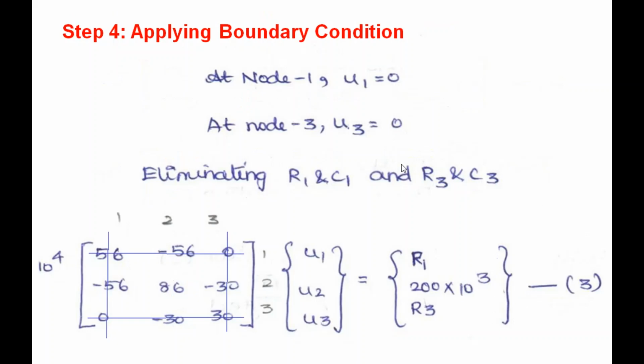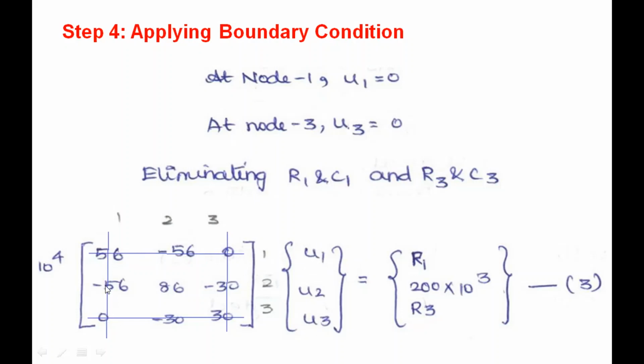For this problem both ends are fixed. So at node 1 the u1 displacement is 0, and at node 3 the u3 displacement is 0. So we can eliminate row 1 and column 1 for u1, because u1 is 0. Since u3 is also 0, we can eliminate row 3 and column 3.